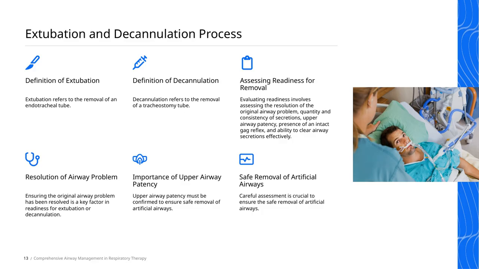Assessing readiness involves several key factors. First, checking that the initial airway problem has been addressed. Second, evaluating the quantity and consistency of secretions, because excessive or thick secretions can hinder successful removal. Third, confirming upper airway patency. Fourth, ensuring the patient has an intact gag reflex, which indicates protective airway reflexes are functioning. And finally, assessing their ability to clear airway secretions effectively.